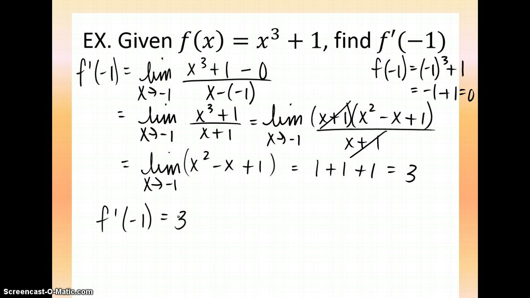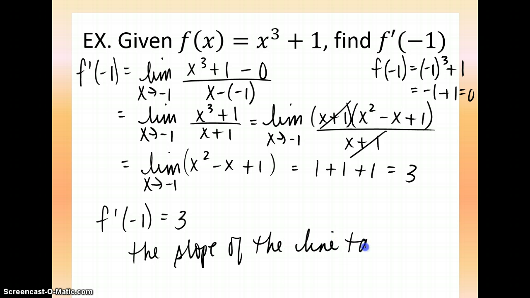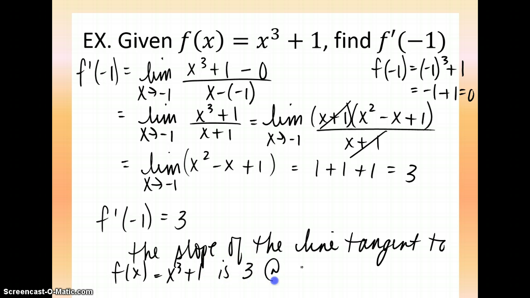So what does this mean in words? The slope of the line tangent to the function is 3 at the point (-1, 0).